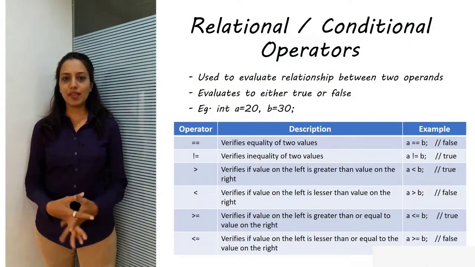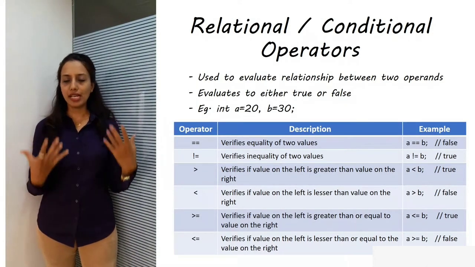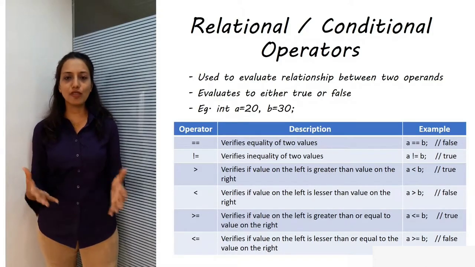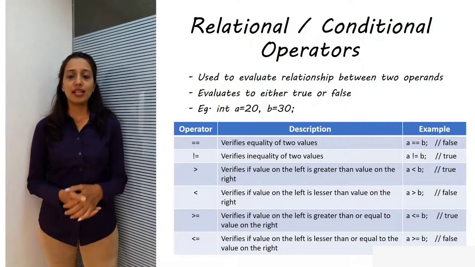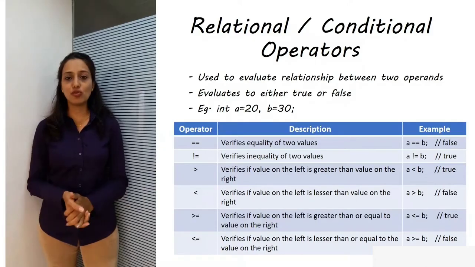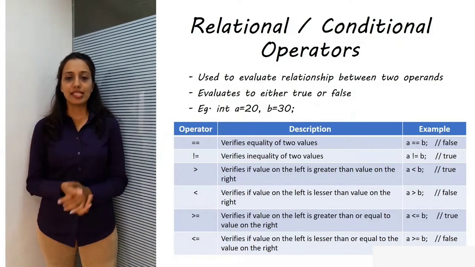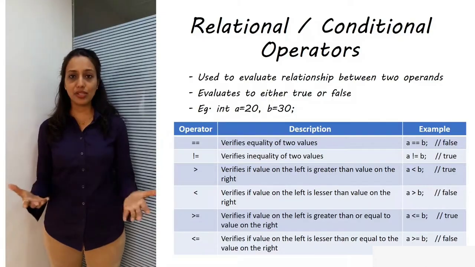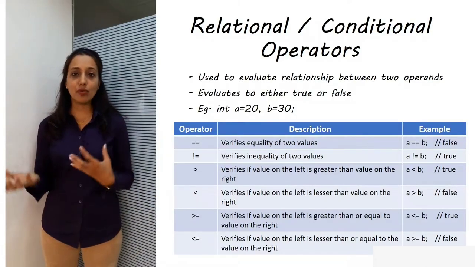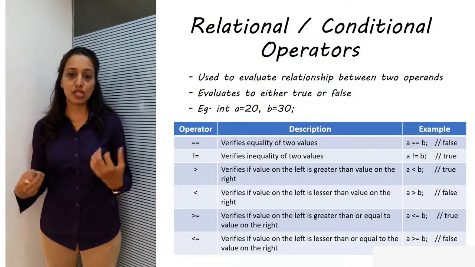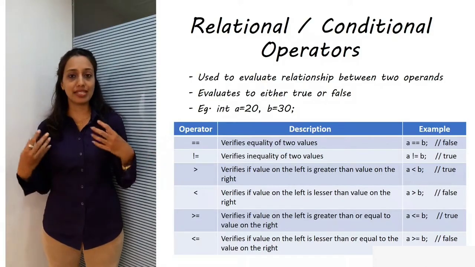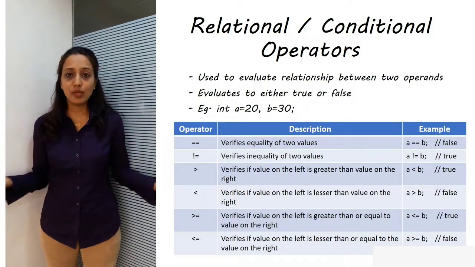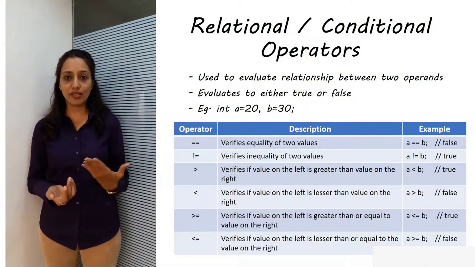Okay, so let's begin with the relational operators or the conditional operators. As the name suggests, this set of operators is used to identify the relation between two operands or two values. Say for example, we have taken A as 20 and B as 30, and then we want to find out what is the relation between A and B in terms of which one is greater, which one is lesser, whether they are equal or not equal. So we have operators for that.